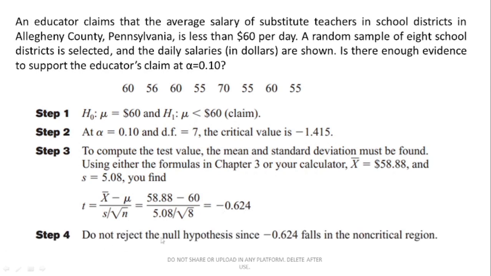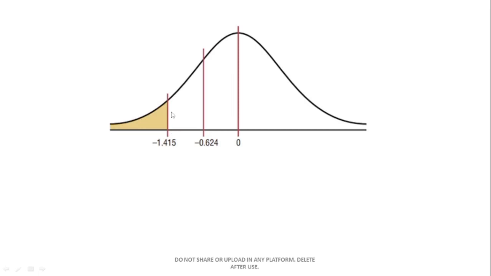So, we will not reject the null hypothesis, or we will accept the null hypothesis since negative 0.624 falls in the non-critical region or sa acceptance region natin. So, our critical value is here, negative 1.415, and our test value is here, negative 0.624. So, nandito yung rejection region natin, the shaded part, and this one, yung hindi shaded part, is the acceptance region.